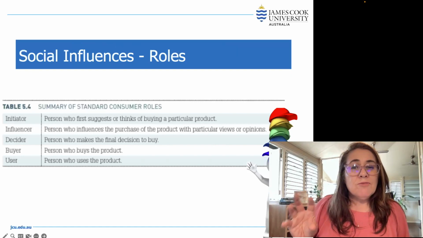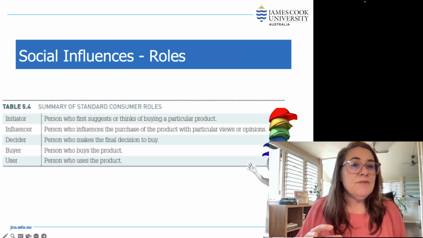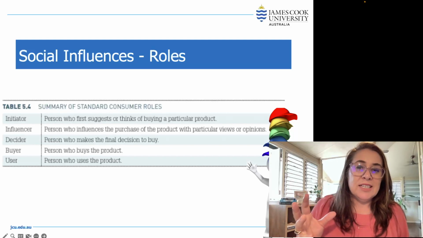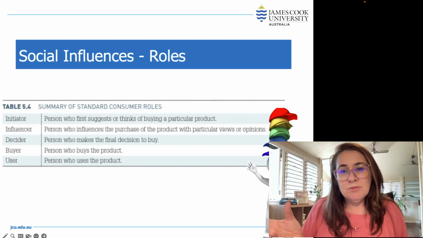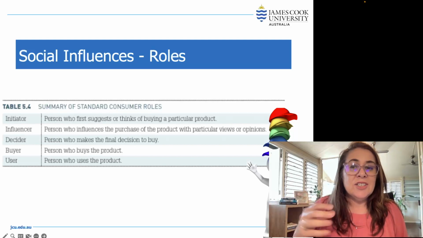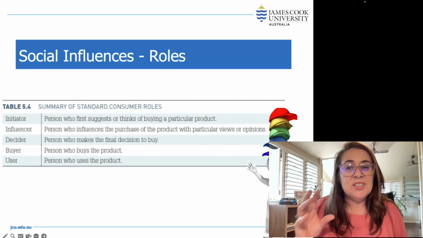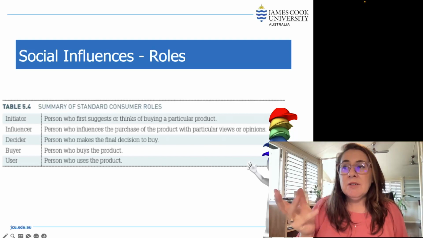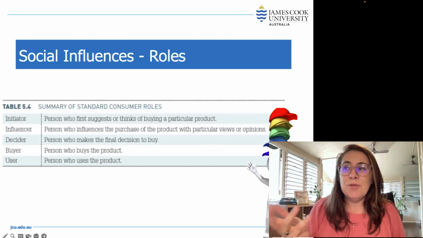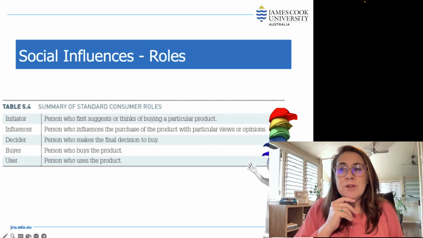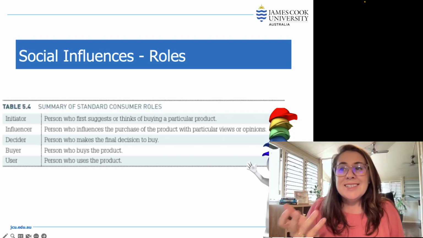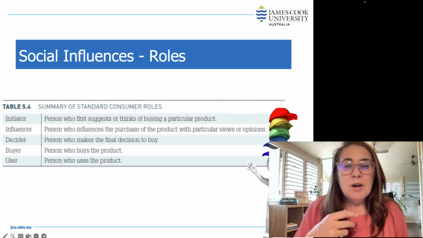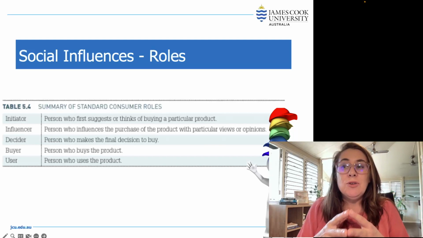When it comes to roles, a role is a set of actions and activities that an individual in a particular position is supposed to perform based on a standard of societal expectations. Each individual has multiple roles. Consumer socialization is the process through which a person acquires the knowledge and skills to function as a consumer. As per the table, a person can be an initiator who first suggests or thinks of buying the product, but that could be all that they are. Somebody else may be the decider who makes the final decision on what to buy, or they could just be the user of the product.